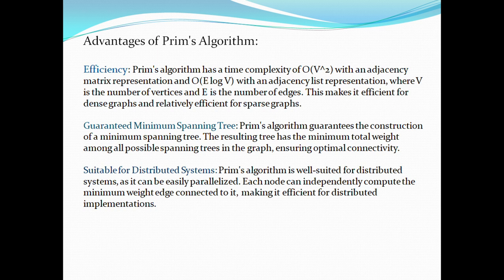Guaranteed minimum spanning tree. Prim's algorithm guarantees the construction of a minimum spanning tree. The resulting tree has minimum total weight among all possible spanning trees in the graph. Ensures optimal connectivity. Suitable for distributed systems. Prim's algorithm is well suited for distributed systems as it can be easily parallelized. Each node can independently compute the minimum weight edges connected to it, making it efficient for distributed implementation.